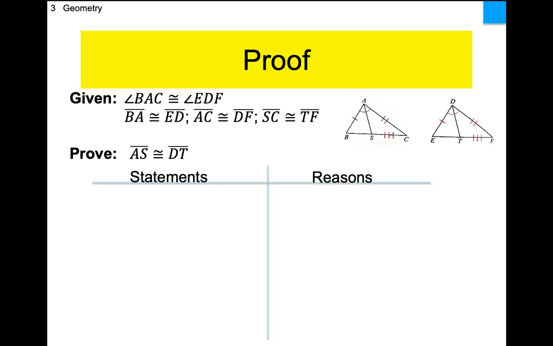So here's AS, here's DT. Are those 2 sides part of a triangle? In fact, they're part of 2 different triangles. So this is why this one's a little bit more challenging, because you have two different triangles. So our goal is to show that those two parts are congruent. Okay, show that they're part of two different triangles and show me those two triangles are congruent. Wes, pick some triangles. Which one do you want to prove?